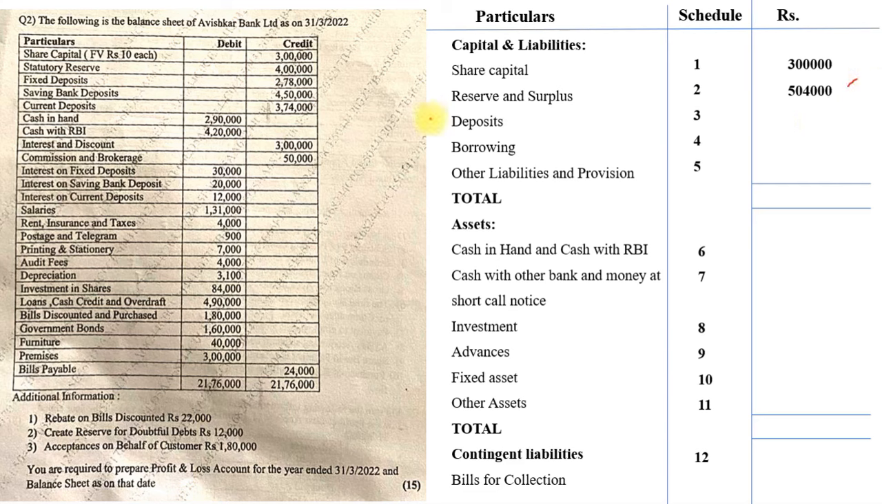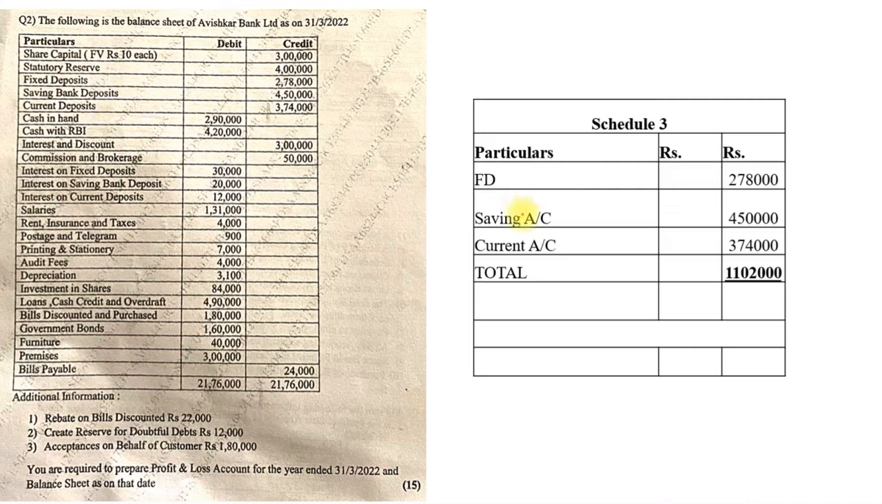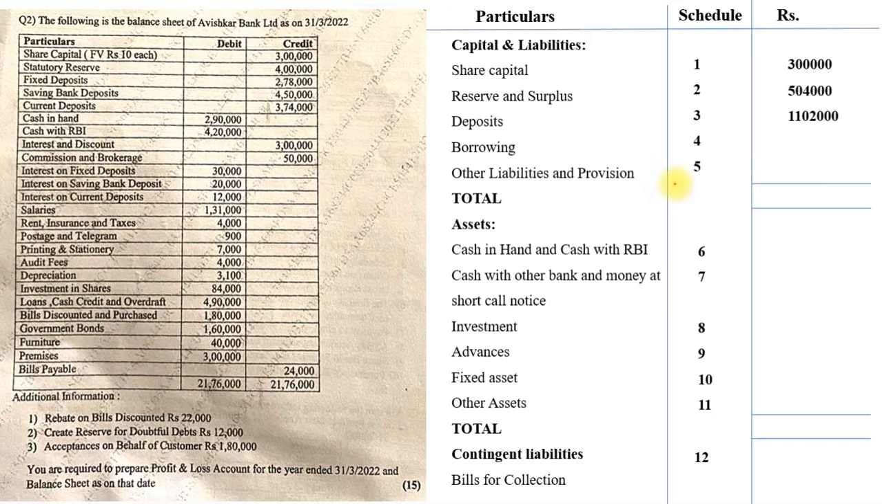Okay, next is deposits. Under deposits, I can see fixed deposit, saving deposit, and current deposit. Okay, 3 deposits are there. So under deposits, fixed deposit, saving deposit, and current deposit, 2,78,000, 4,50,000, and 3,74,000. Total comes to 11,02,000. So under schedule number 3, 11,02,000 has been posted.